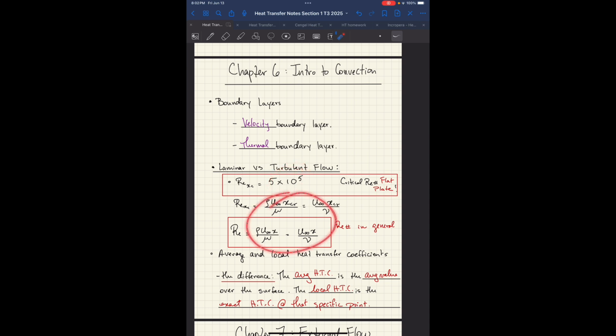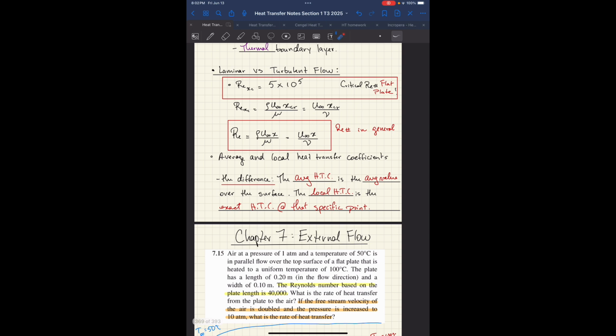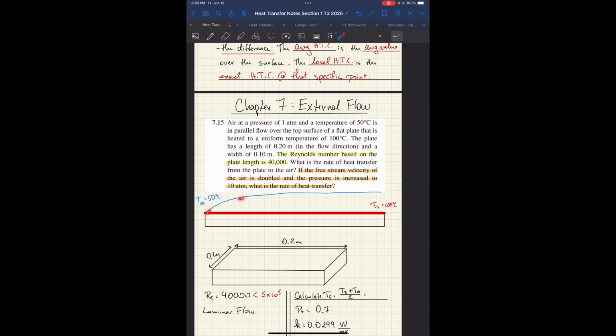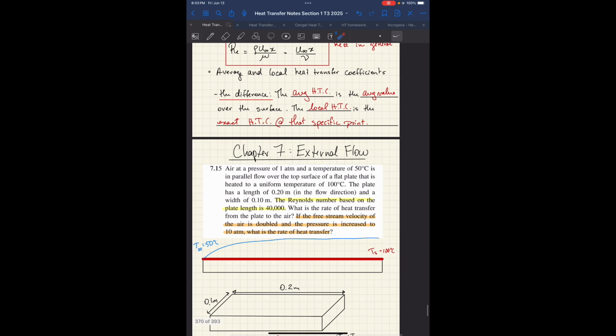Here are your Reynolds number equations that you can use. The Reynolds number, as I said, tells you whether we have laminar or turbulent flow. From the Reynolds number, you would go to the Nusselt number to help you find h. Ideally you want the average Nusselt number, because it will give you the average h. The difference between average and local is that the average h would be, as the name suggests, the average heat transfer coefficient over the entire plate or up to a certain point, whereas the local h would be at a specific point. Most of the time we want to use the average.